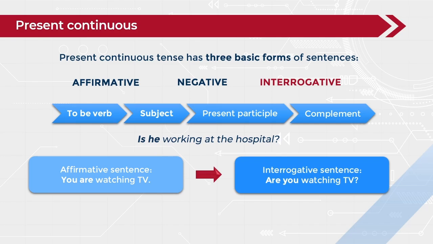For example, is he working at the hospital? Or are we working at the hospital? These elements must be taken into account when asking questions in present progressive tense. I hope this can be useful for you.